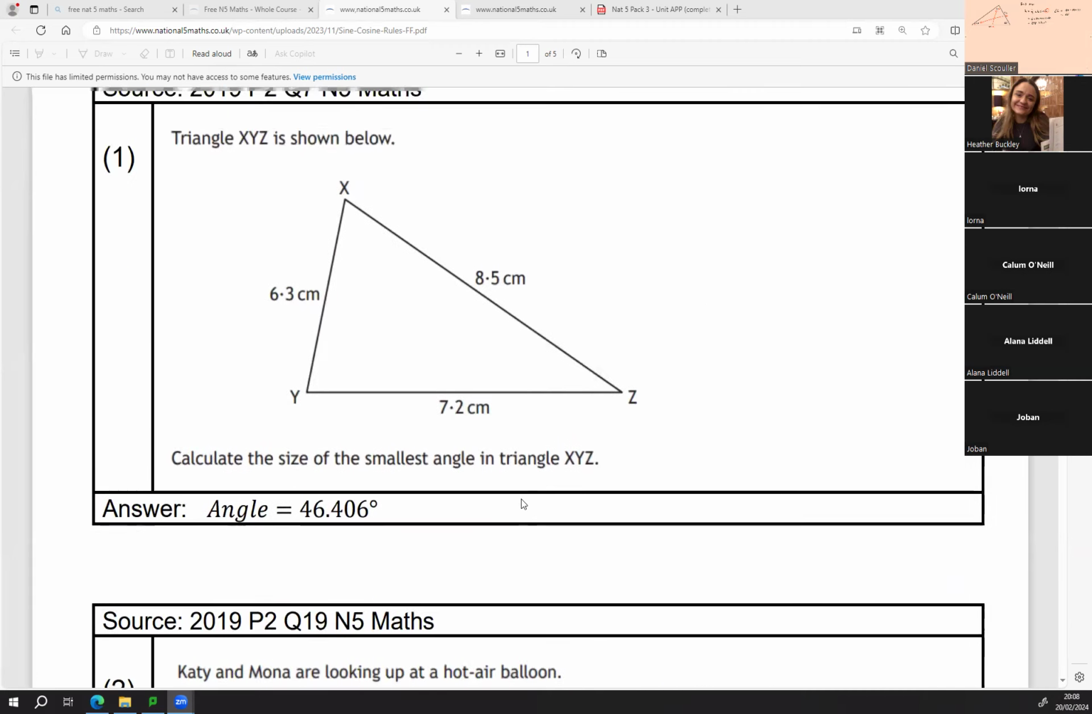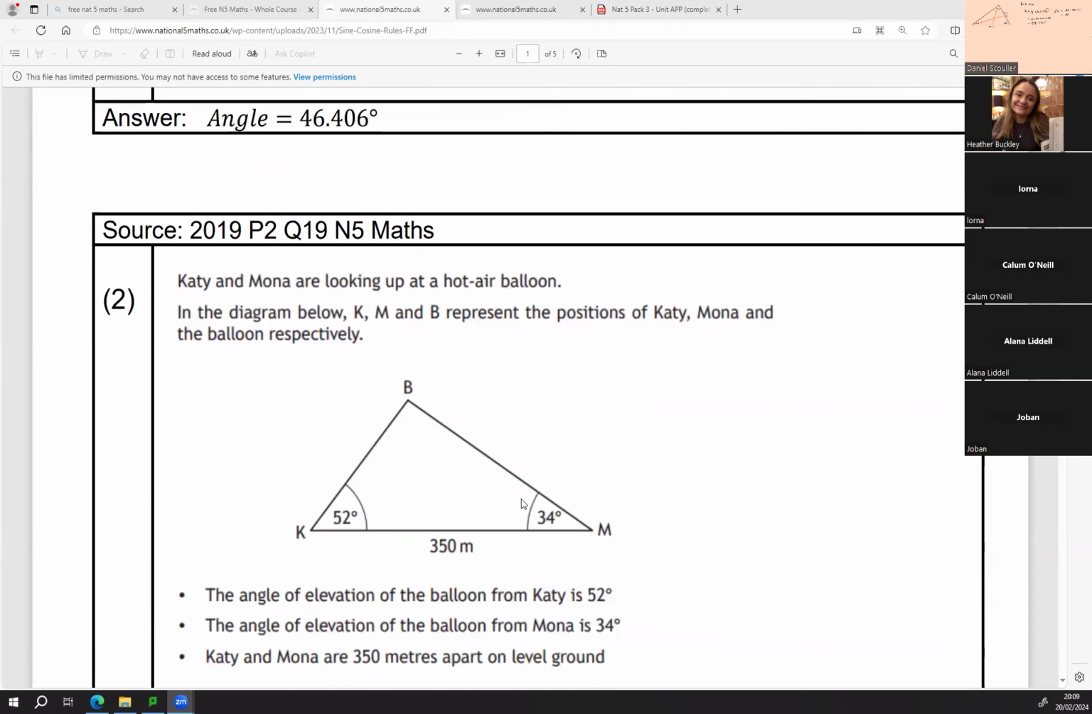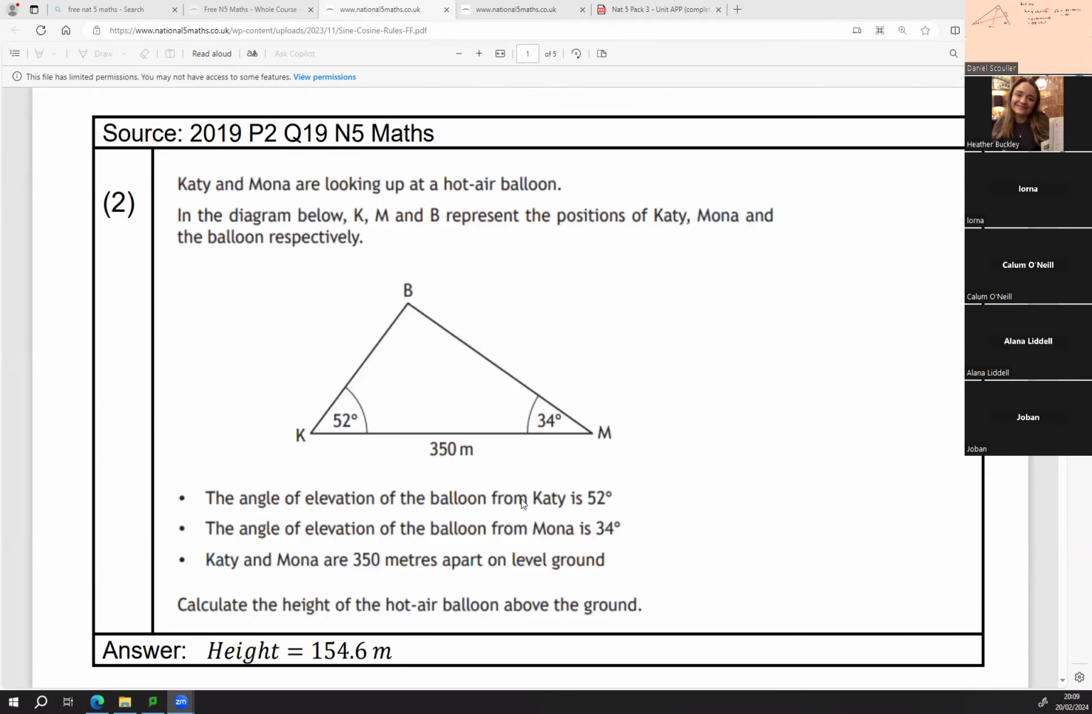Oh my God, 2019 had two of these. So you'd take it away from the 180 if it's three bits? Yes. So you'd take away the 180, that would work out B first. Do that. Might not need it.